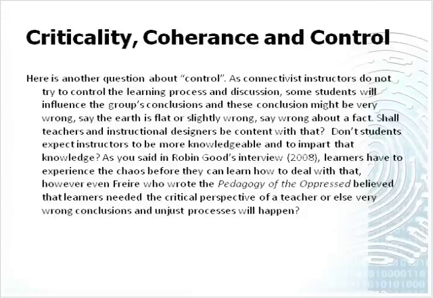Okay, it seems that you have answered part of this question, but I thought you might like to come on a little bit further on the question about the control. In some circumstances, although the instructors do not try to control the learning progress and discussion, it is not rare to find that some more active students will dominate the group's conclusion, and that conclusion might be very wrong, for example, wrong about a fact. Shall we just let it be like that and let the learners learn through a natural process by themselves, as you said in Robinger's interview in 2008? Learners have to experience the chaos before they can learn how to deal with that. Thank you.